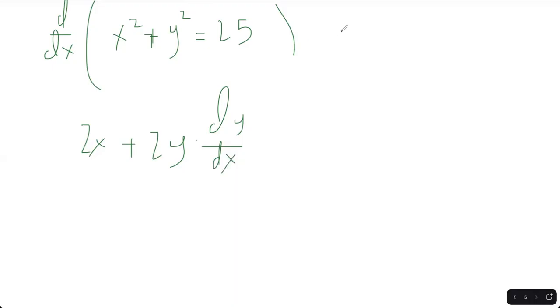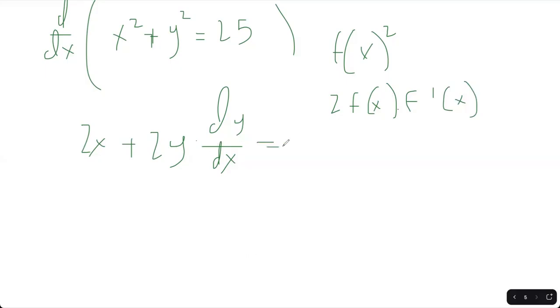Think of y as a function f of x. When you do f of x squared, you take the derivative, you get 2 times f of x. And then because of chain rule, you multiply by f prime of x. That's basically what's going on down here. We're doing 2y times dy dx because that's the derivative of y with respect to x. And finally, the derivative of a constant is just 0. So we have this equation.